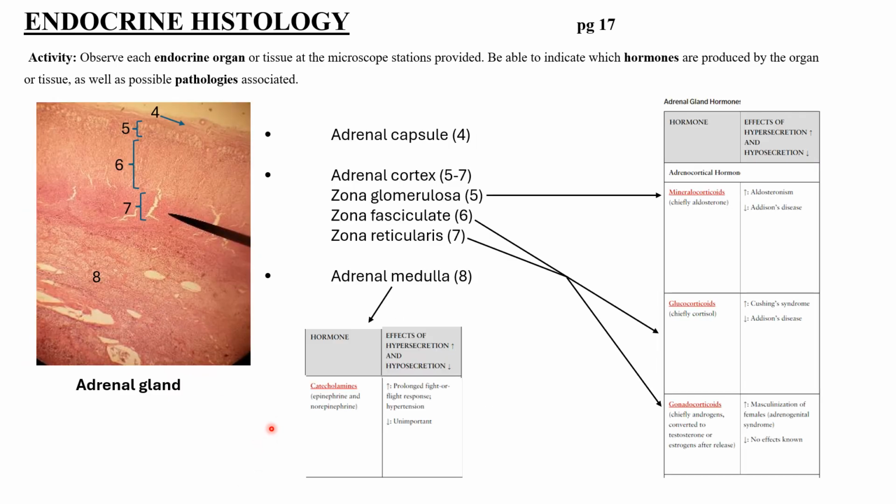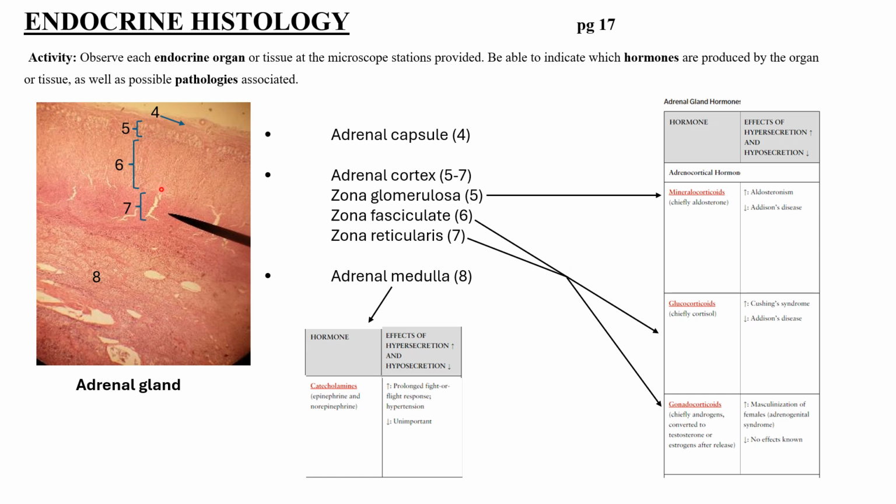Now this is a slide of adrenal gland. So you have to be able to recognize this. Adrenal gland, like I said before, at the outermost covering is the capsule. It is labeled number 4 over here. This is the capsule, and inside the capsule we have adrenal cortex. These layers labeled from 5 to 7 are the layers of the cortex. Layer number 5 is zona glomerulosa. Layer number 6 is zona fasciculata. Layer number 7 is zona reticularis.